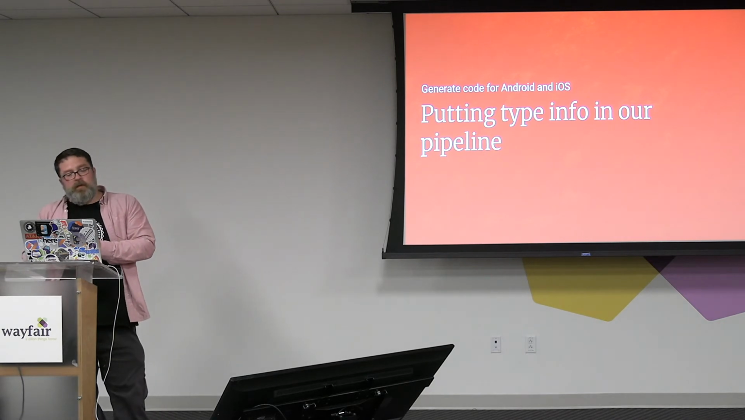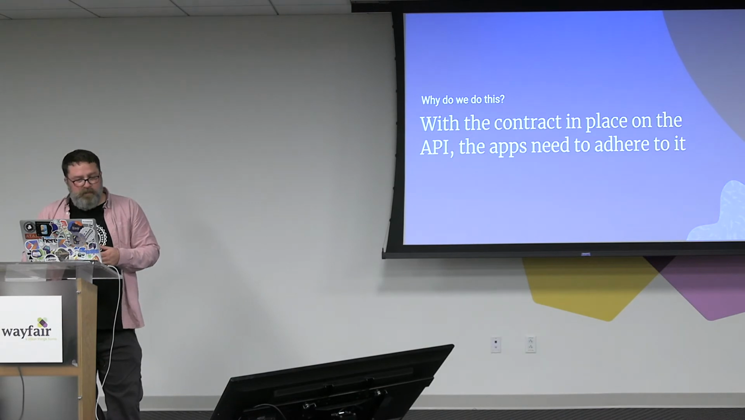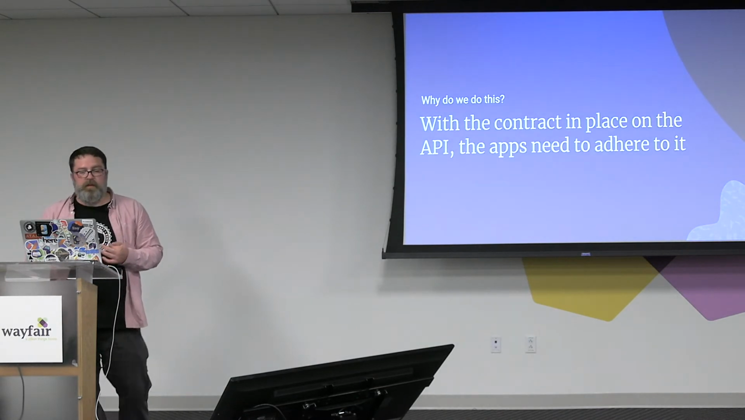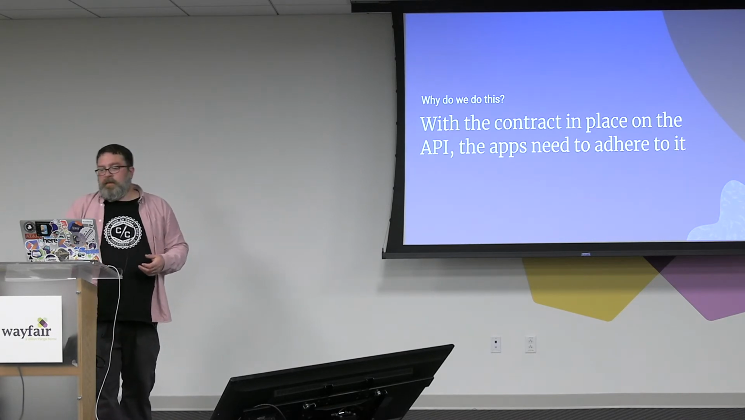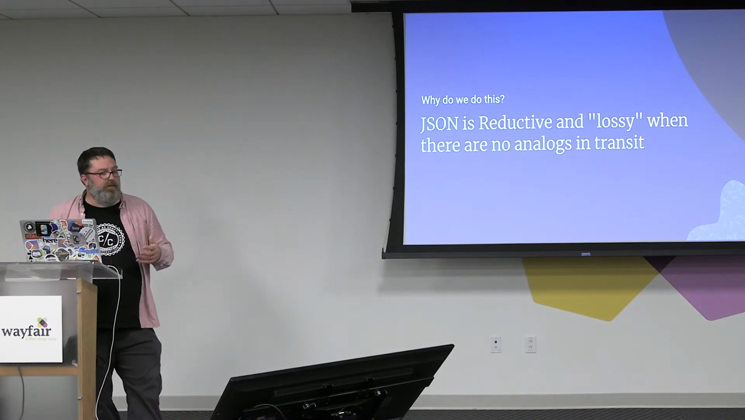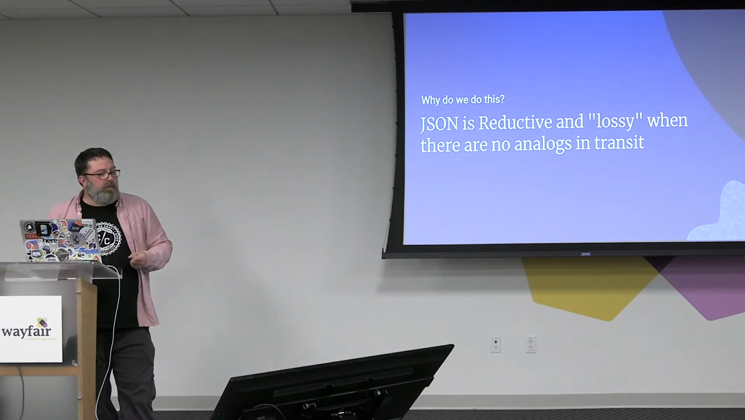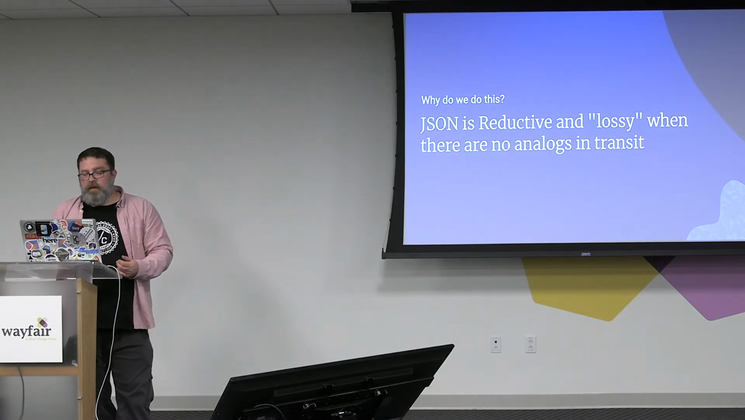One of the key features of Sprout is that it's able to put type information into our pipeline. So why do we want this? With the contract in place, we definitely want the API and the apps to adhere to it. But the problem is JSON is sort of a reductive, lossy format. There are no analogs when you put something in transit.